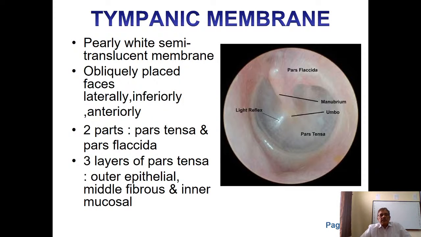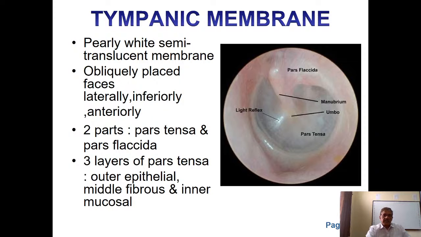Now, then we come to the tympanic membrane. That is one of the walls of the middle ear cavity. The middle ear cavity is like a room. It has got a roof, a floor, a lateral wall, a medial wall, and anterior and posterior walls, just like a room. So one of the walls of this room is the tympanic membrane.